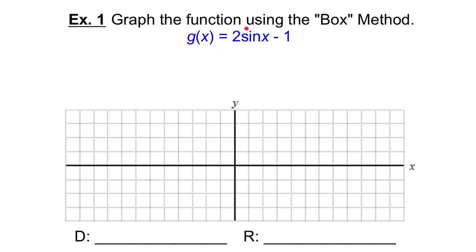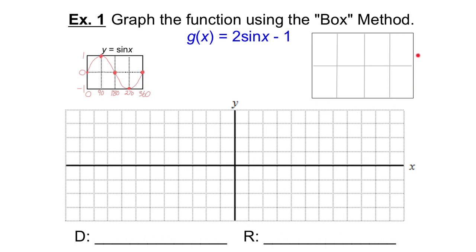So here's our function this time. Notice I've made some changes to the parent function of sine x. I have an a value of 2 and a c value of -1. So I have a vertical stretch times 2 and a translation down 1 unit. But let's go through the box method. First, let's just think about how this relates to the parent function. I'm going to base my drawing off of this one. So I'll draw a box here just to figure things out.